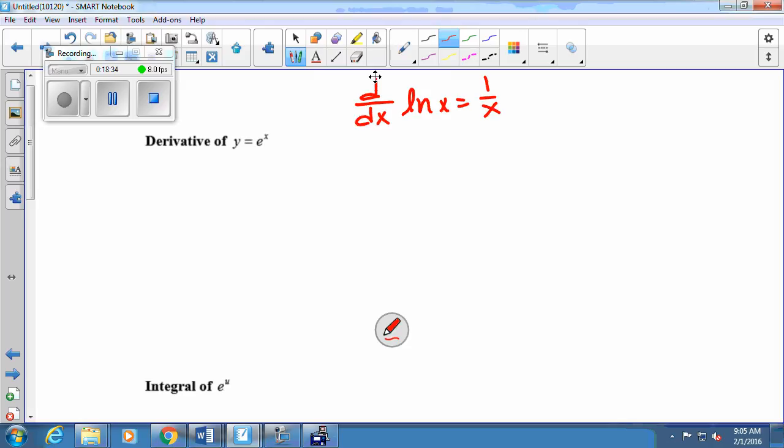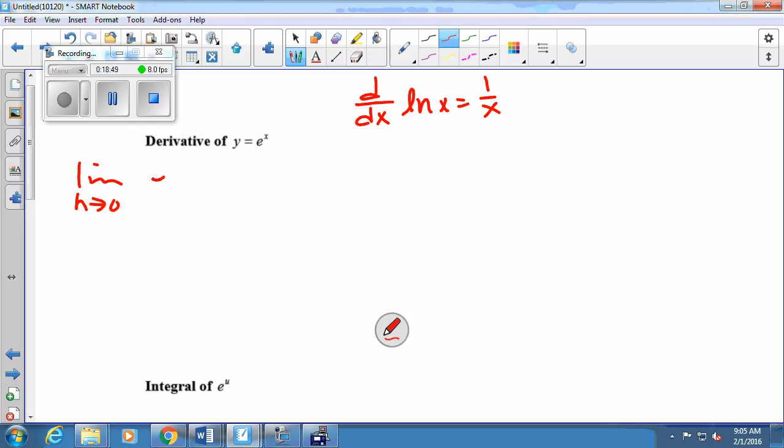We prove that using the definition of a derivative. So any ideas? How would you attack this problem? Notice, this is one way. It's kind of the way I just said, but that's okay.